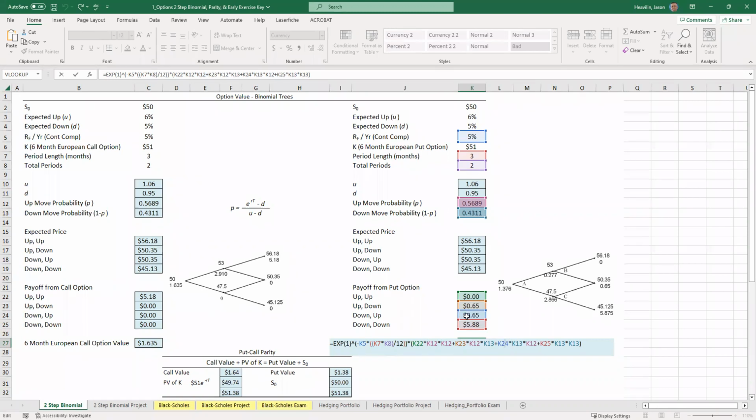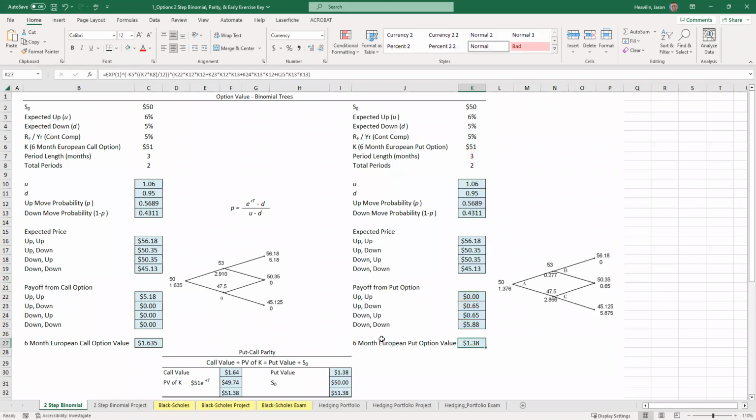But that one was down and up. So we do the down probability times the up probability, plus K25 or $5.88. That one was a down down situation. So the down probability times the down probability. Those get added up together inside the parentheses, multiplied by the continuous discounting formula. And your value of that European option today, the present value, is 1.38, rounded. You can see the 1.376, just like that.